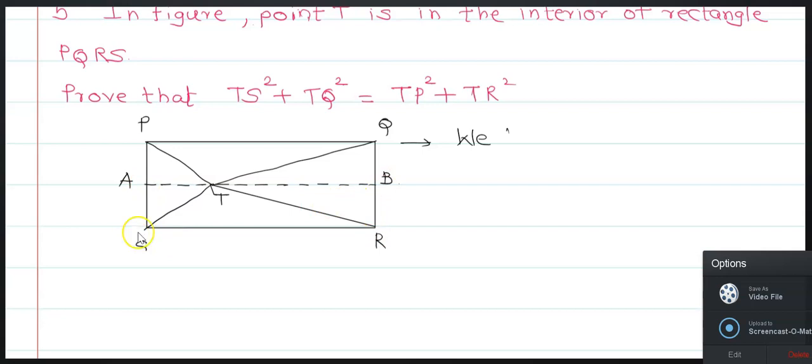What is the main thing is that here we will find out the value of TS square and the TQ square. To find out the TS square, we will apply here the triangle ATS. And the TQ square, we consider the triangle TQB. Now see this here. And again, next TP square. For the TP square, we'll consider the triangle PTA. And the TR square, we consider the triangle TRB. Now see this here.